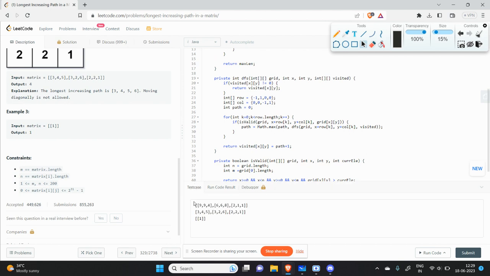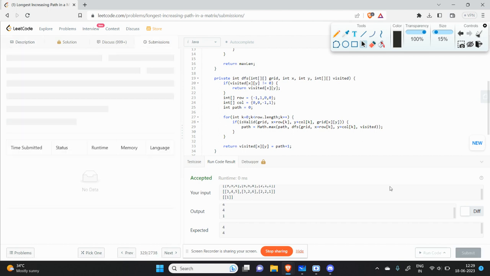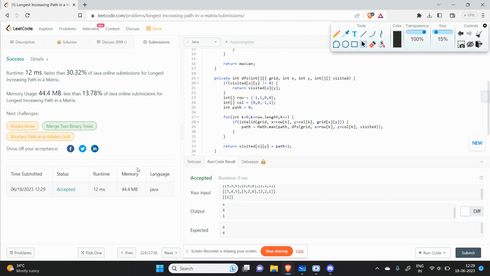Okay, so somewhere I have made some mistake. The format through which we are providing the input is not correct. Now it is correct, so it should work. Okay, it is working for all these three inputs. So let's submit it. Okay, so it has been accepted.